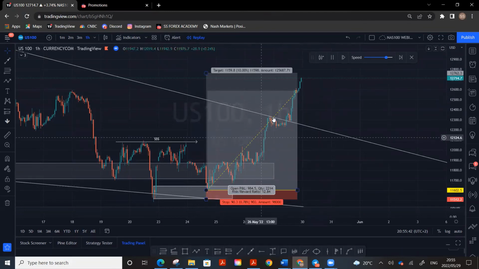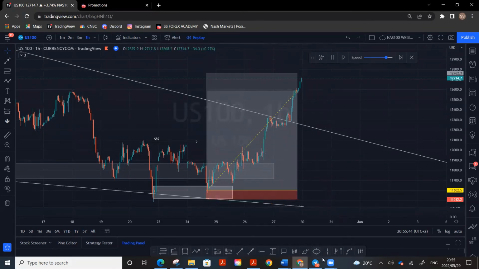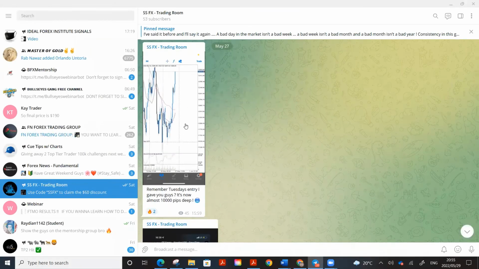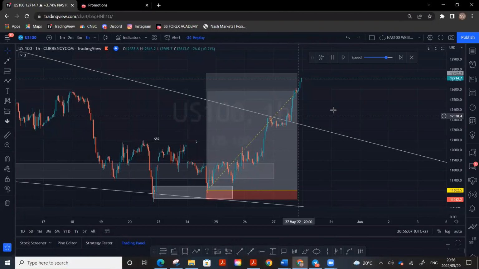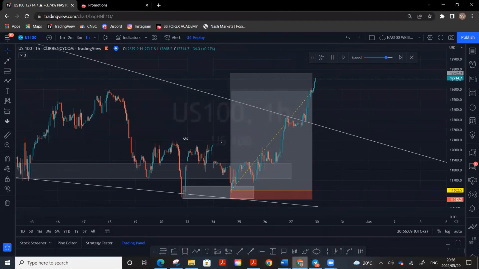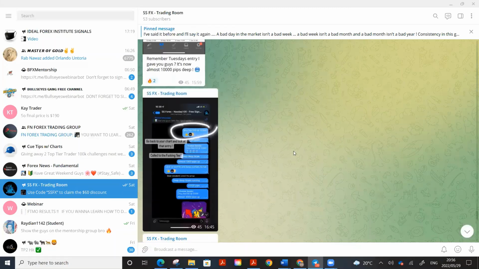But yeah, this is how the trade played out, just to show you some proof. This is my trading room, and there's my entry all the way down there, clean, 11,600, all the way up for 11,000 pips. So yeah, that's how I caught that one, guys.